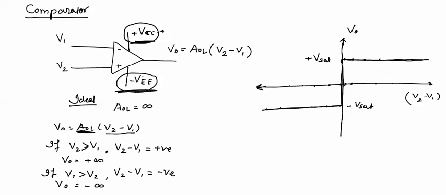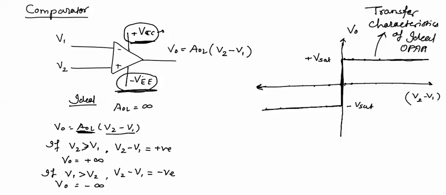So now this is the transfer characteristics of an ideal op-amp. From these transfer characteristics I mean to say that an operational amplifier, when operated in open loop condition, if the non-inverting input voltage is greater than the inverting input voltage, then the output will always be plus Vsat, and if the inverting input voltage V1 is greater than V2, then the output will always be minus Vsat. These are the characteristics of an ideal operational amplifier in open loop condition.